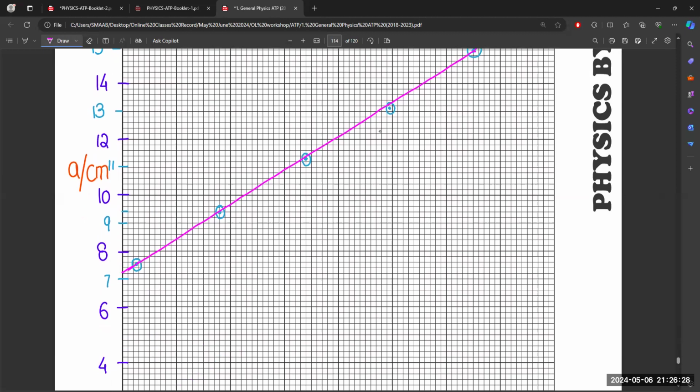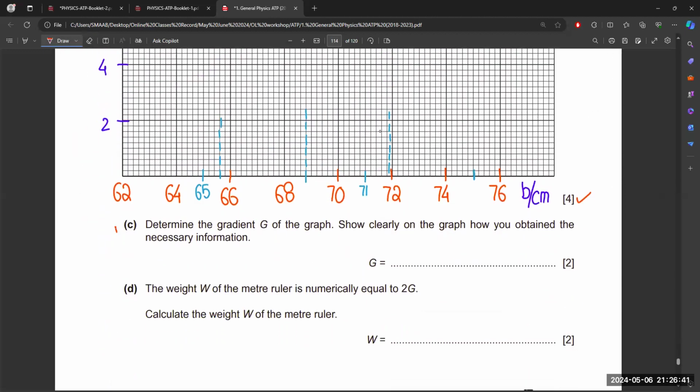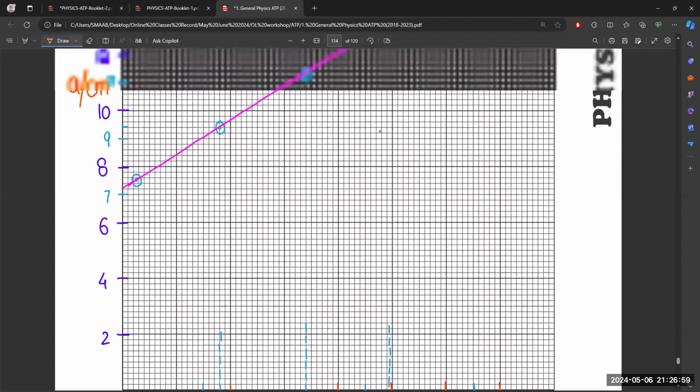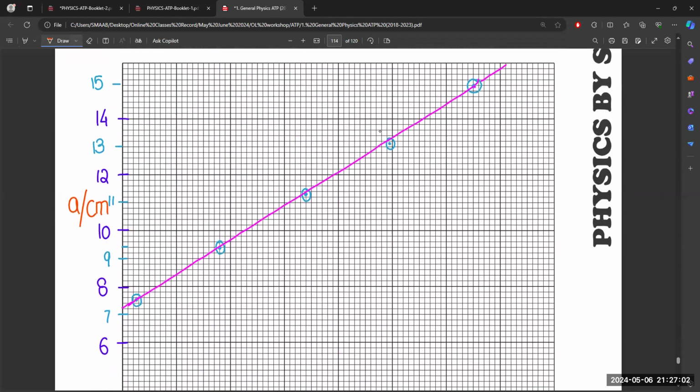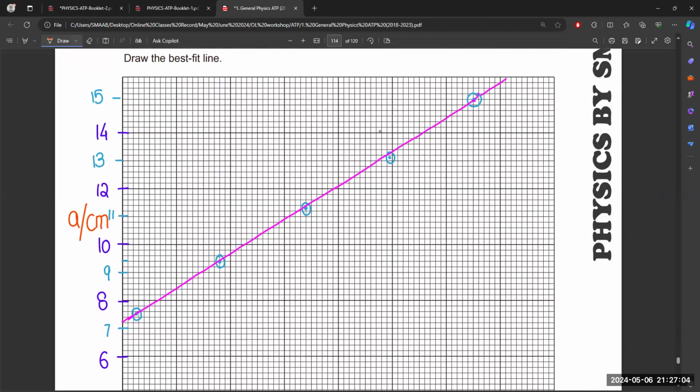And you also observe it is not compulsory always that your graph starts from origin, right? Because in this graphical representation it is not starting from origin, so it is also not compulsory. Then in part C, determine the gradient of the graph. Show clearly on the graph how you obtain the necessary information. So you have to mark all those points on graph also, from where you got that information, the triangle method actually.